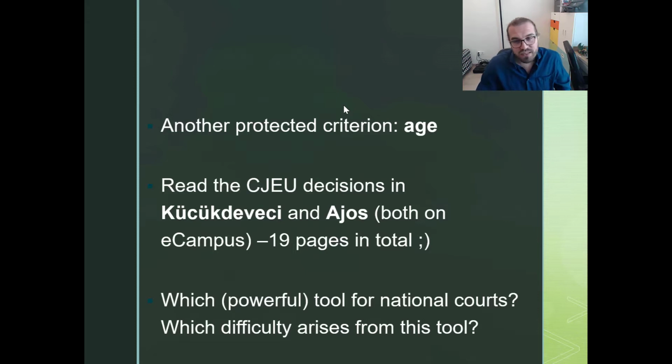So for the rest, read these 2 decisions. You will see in Kucukdeveci, again my wonderful pronunciation of Turkish names, how EU law creates a very powerful tool in the hands of national courts. Which one? And then you will read IOS, also called Dansk Industri, and you will see how this powerful tool then creates other problems in practice. And do you think that these problems are worth it or not? Or should we rein in this powerful tool? So identify the tool and identify the difficulties arising from the use of this tool.